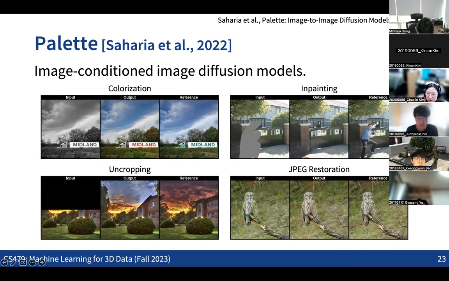So this is one example of doing image generation based on an image condition. These are applications like colorization, in-painting, uncropping, JPEG restoration. For those cases, given the input on the left-hand side, we are generating outputs that are aligned with the given input images for each of these applications.